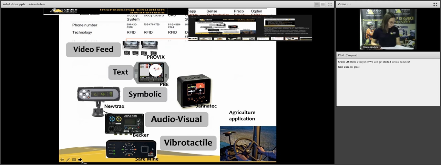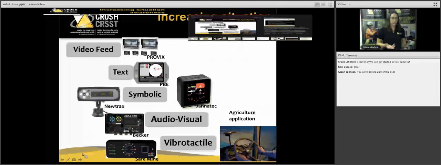So what are some of the different ways that we can increase situation awareness for the operator? Just broadly, I've tried to group what some of these things are using in terms of information. We've got video feed, so that's just a simple camera system on the top. Some systems also introduce text information into their informational display. Some systems revert to more symbolic or icons in order to alert the operator that there might be something in the environment that they need to pay attention to. We've got audio signals or audio-visual signals combined.